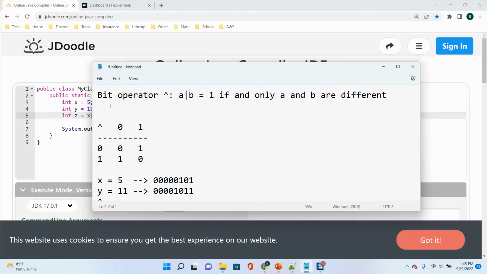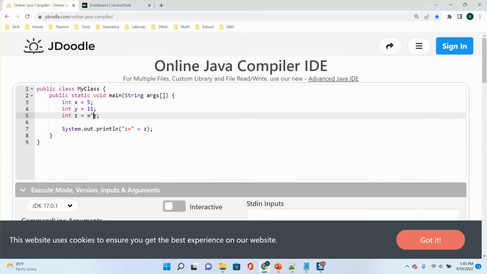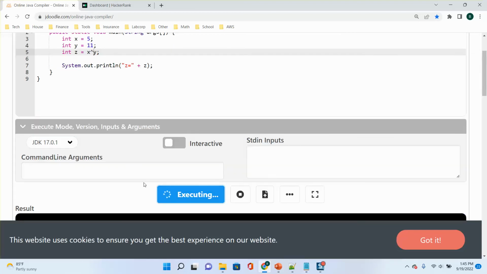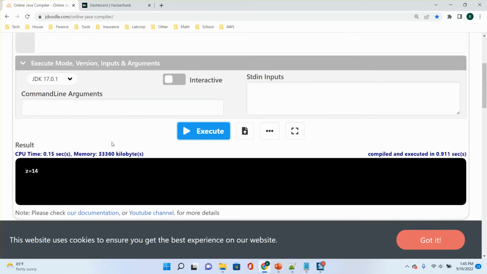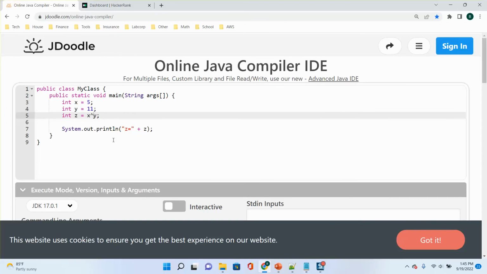So I use English, exclusive OR, or simply say XOR. XOR means exclusive OR in CS. This is the syntax. So if I use exclusive OR, then Z should be 14. Yes, Z is 14. Hopefully I used the above examples to show you the bit operators AND, OR, NOT and exclusive OR.